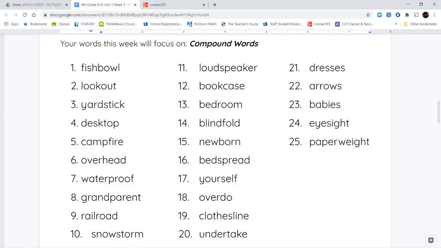Now remember, a compound word is when you put two regular words together to make a new word. This is not like adding a prefix or a suffix or any kind of inflectional ending to the word. They're two separate words that are whole words on their own that you put together to make a new word with a new meaning.